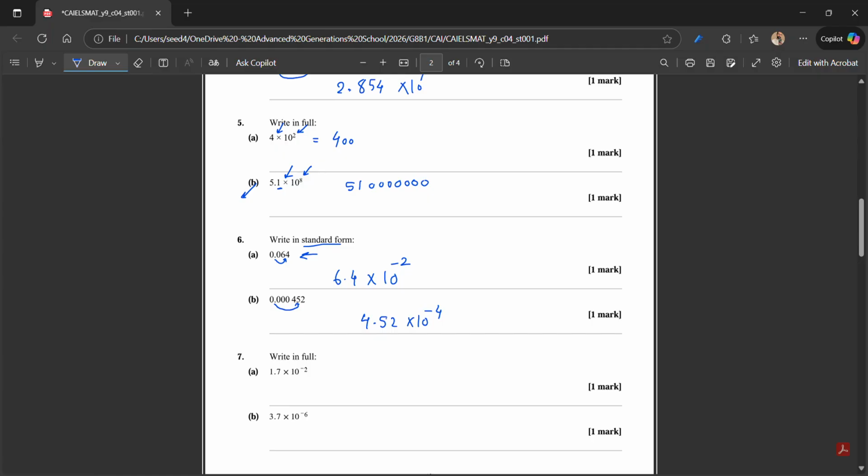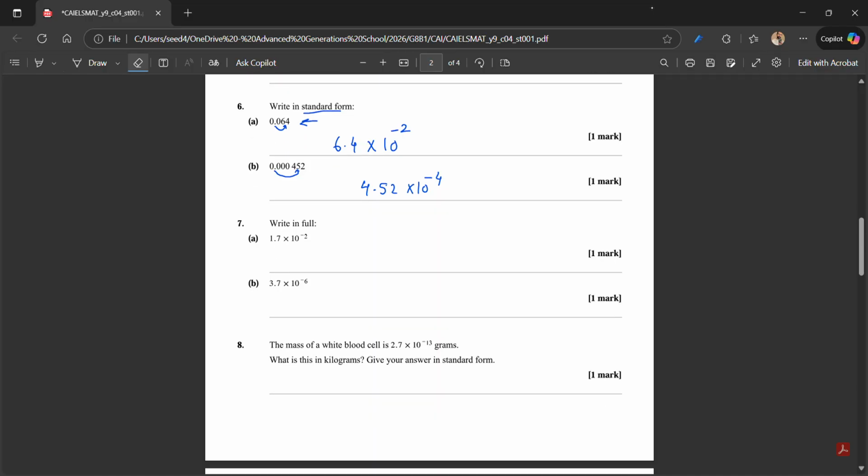There are also some of you who wrote it this way: 4, 5, 2. This is completely wrong, guys. And some of you wrote it this way: look, 4, 5, 2 power -4. Also still wrong, guys. We must write the number, then times 10 power -4, this way.